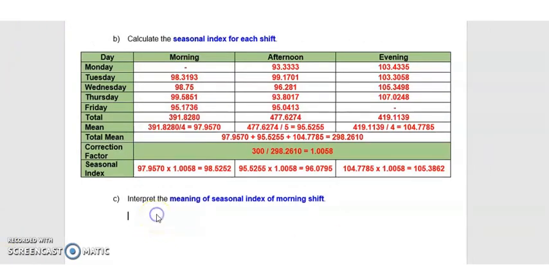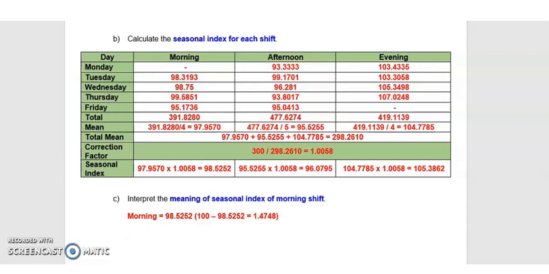Okay, now look at question C. We interpret the morning shift first. The seasonal index for the morning shift is equal to 98.5252, below 100%. So 100 minus 98.5252 is 1.4748. So we can interpret, if less than 100%, we can say below the trend or decrease by how many percent. Below is also equivalent to decrease by how many percent.